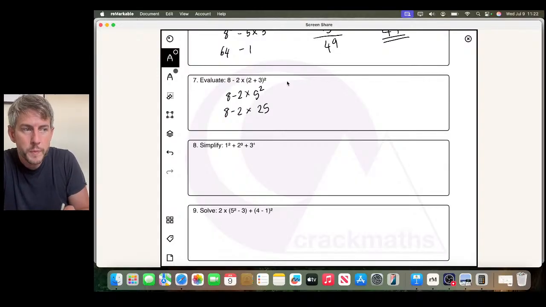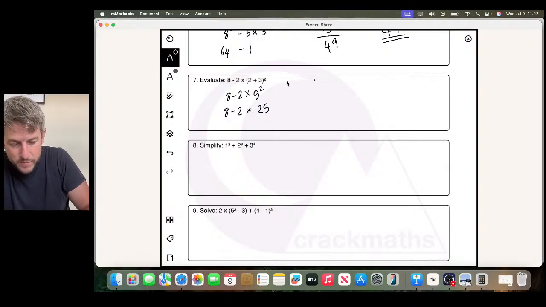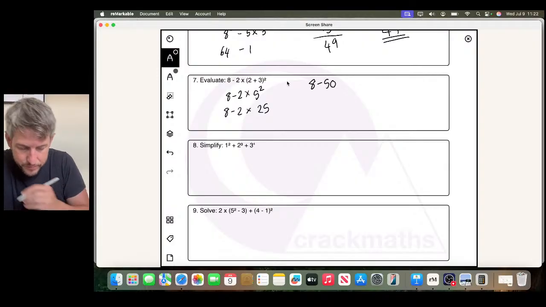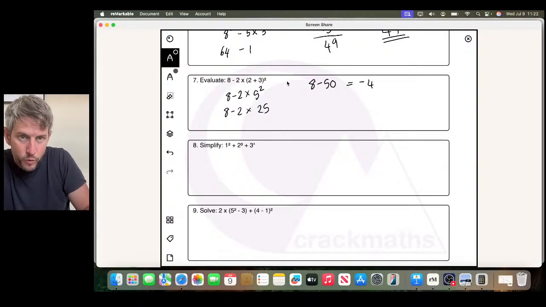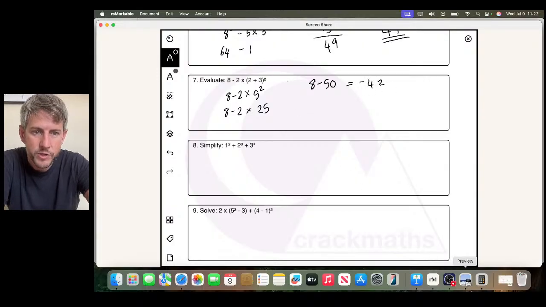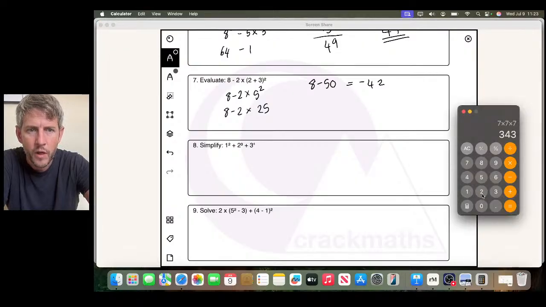Now we do multiplication before we do subtraction. So we've got 8 minus 50. Okay, and then 8 minus 50, well, that's going to be negative 42. Okay, and I'll show you that on the calculator. 8 take away 50 is negative 42.